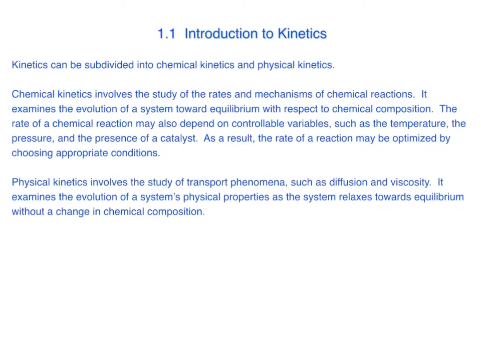It examines the evolution of a system towards an equilibrium with respect to chemical composition. Now, the rate of a chemical reaction may also depend on controllable variables, such as the temperature, the pressure, and the presence of a catalyst. So as a result, the rate of a reaction may be optimized by choosing appropriate conditions.